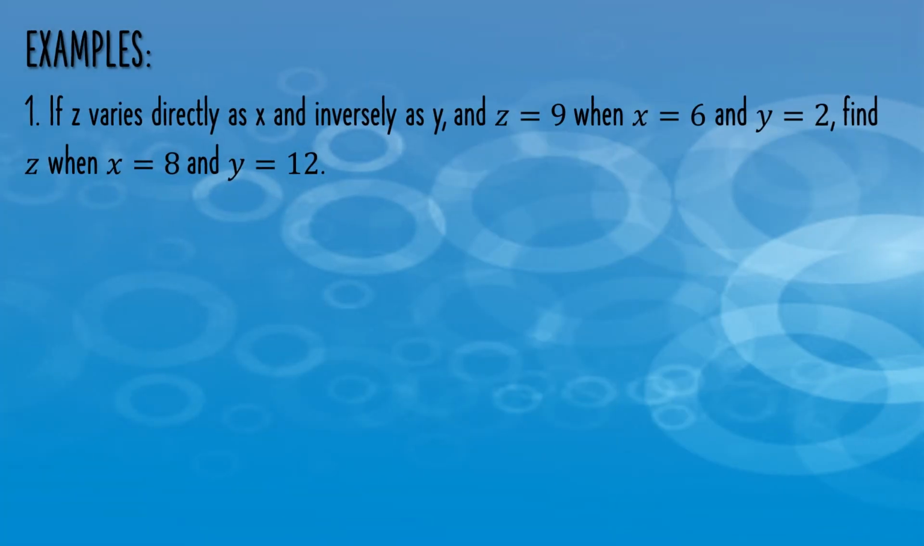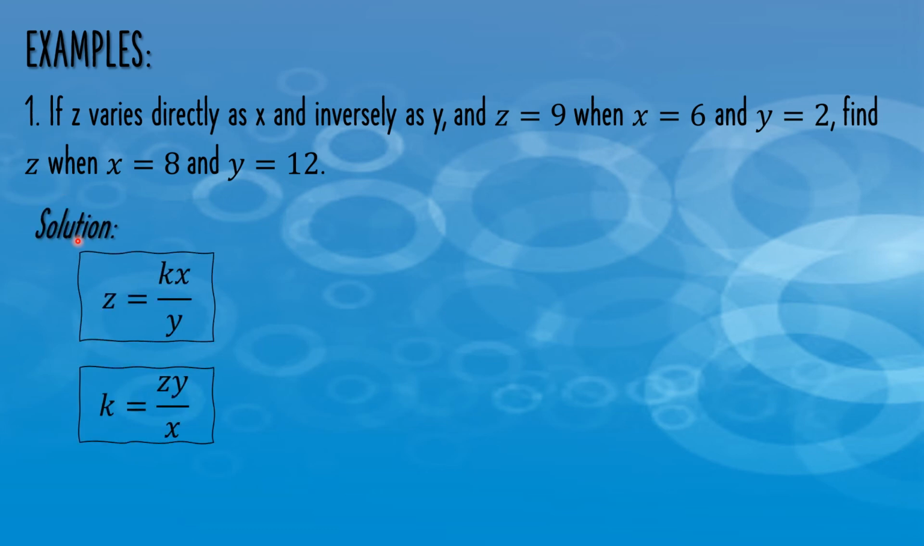First example, if z varies directly as x and inversely as y, and z equals 9 when x equals 6 and y equals 2, find z when x equals 8 and y equals 12. So dito, again, hahanapin muna natin ang k, and then equation, and then the value of z. So for the solution, rewrite the formulas for the combined variation. Let us find the value of k using the formula k equals zy over x.